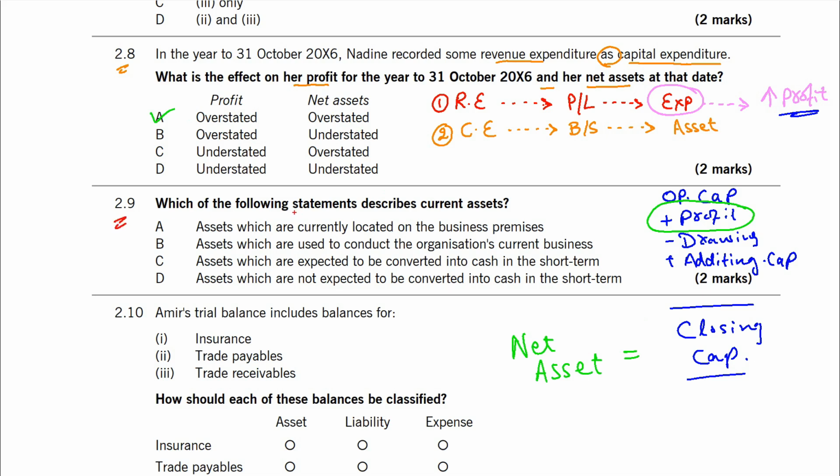Which of the following statements describes current assets? Assets which are currently located on the business premises. No, it's not the definition of current assets. Assets which are used to conduct the organization's current business. Assets which are expected to be converted into cash in the short term. Yes, it's the definition of current assets. And finally, assets which are not expected to be converted into cash in the short term. These are known as non-current assets.